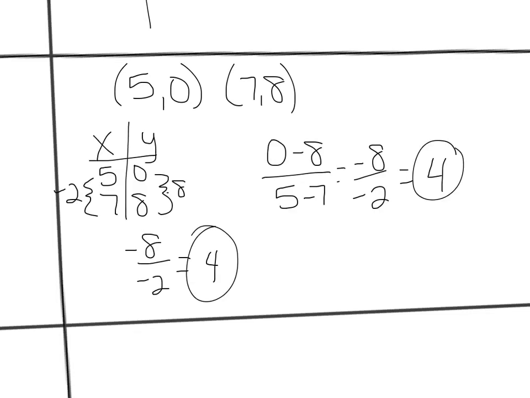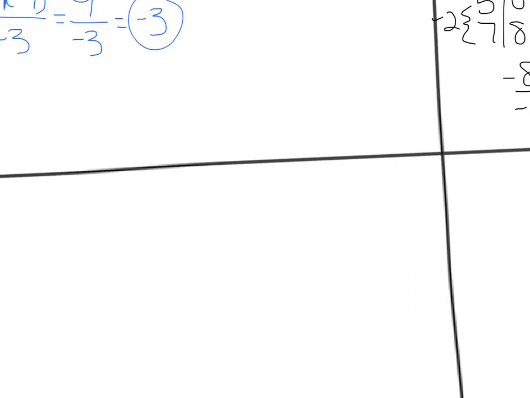Alright, so whether you used the table and found the difference in your y-coordinates, or you used the fraction, you should end up with a slope of a positive 4. If not, check your work, see where yours differed from mine. Okay, these next examples are going to be just a little different. Let's find the slope between the points (6, 3) and (6, -1).